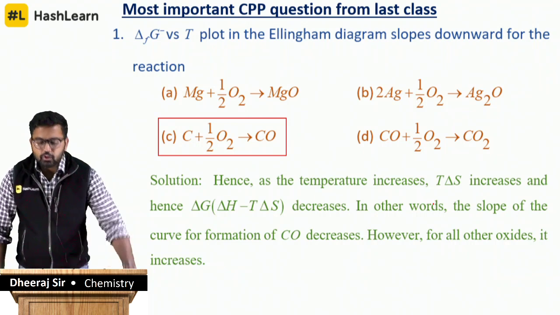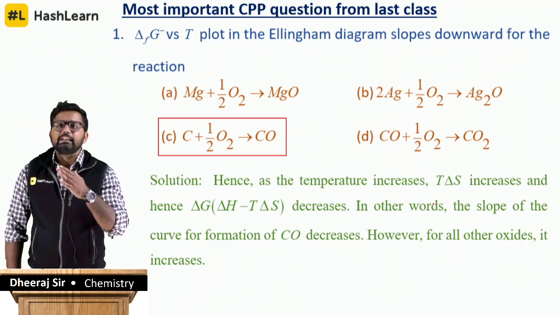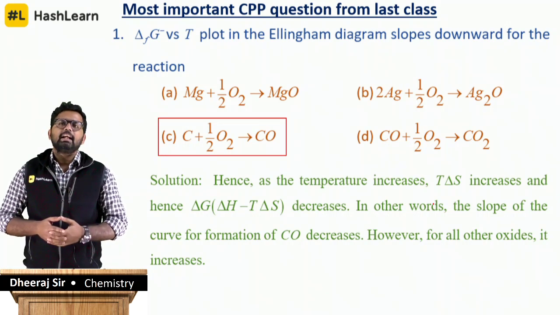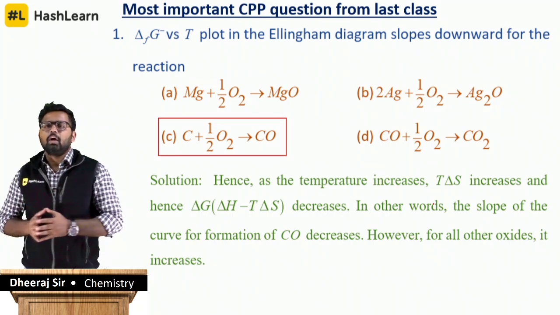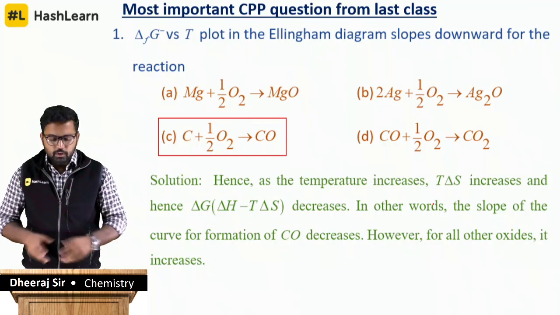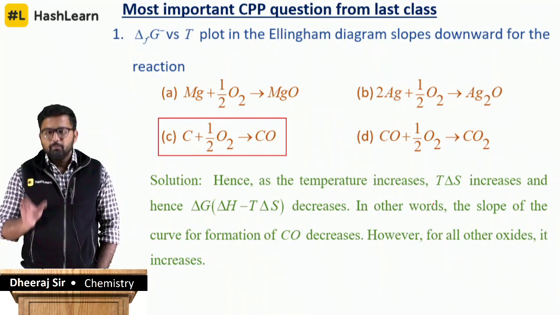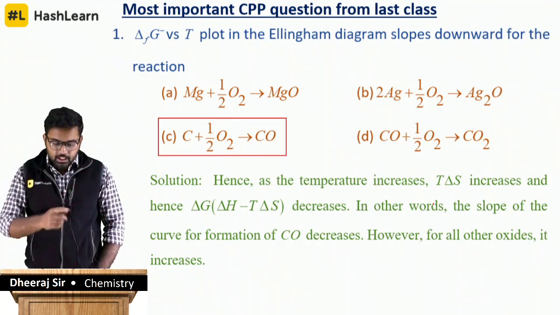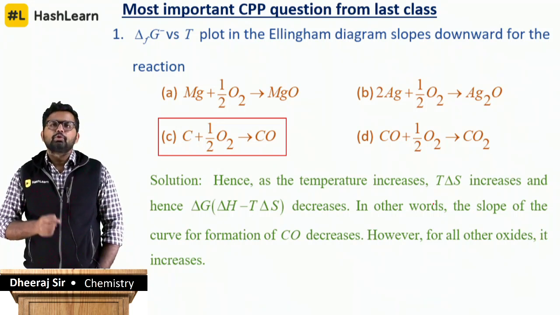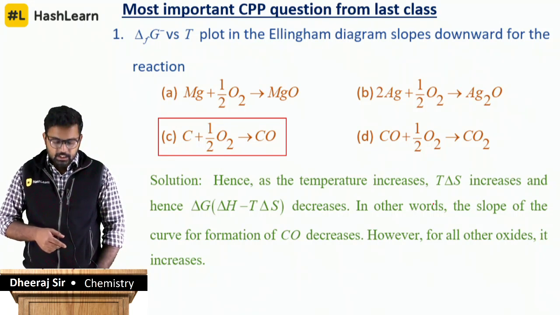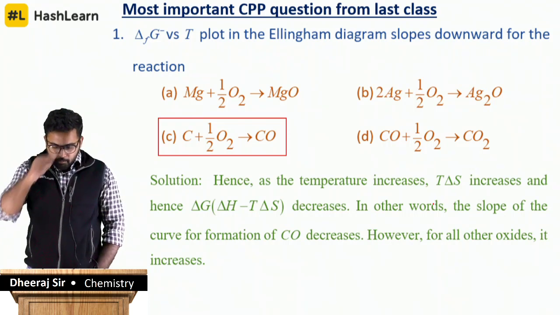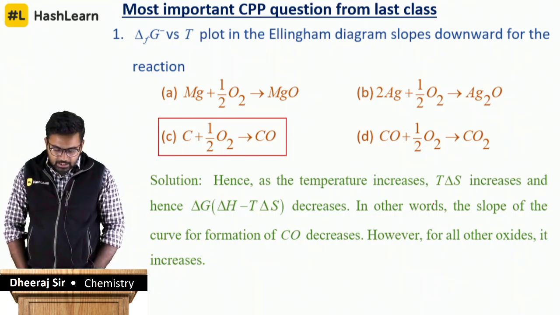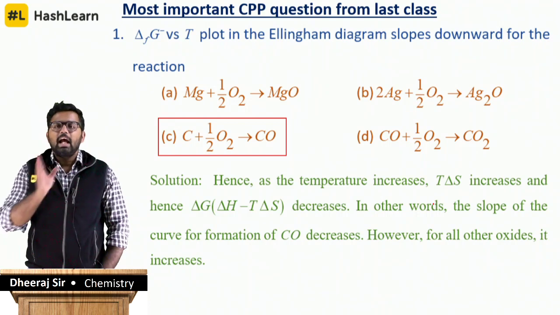If it slopes upwards, it means entropy is increasing. If it slopes downwards, it means entropy is decreasing. If entropy is decreasing, it basically means that a liquid has been converted into a solid, or a gas has been converted into a solid. So if you look at the first one, solid to gas, obviously entropy will be increasing. Second one is silver to silver oxide, again the entropy will be increasing. Third case is carbon, usually a solid, getting converted into a gas, therefore the slope will go downwards due to decrease in entropy. Last one is carbon to carbon dioxide, again there is an increase in entropy, therefore it has to slope upwards.